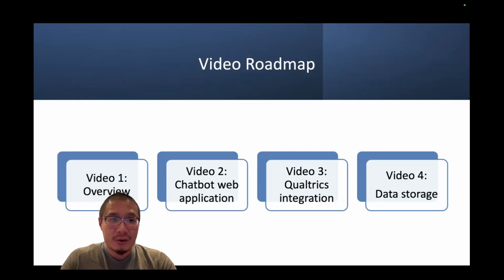So in terms of the video roadmap, again, this is video one. I will have video two on the chatbot web application itself. And then we'll have two short videos, one on setting it up, embedding this web application into Qualtrics and setting up this JavaScript listener to receive information from the chatbot application in video three. And then in video four, we briefly talk about how to set up the Google product and prepare this Google Sheet that receives all the data in real time.